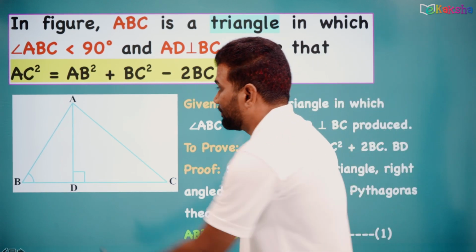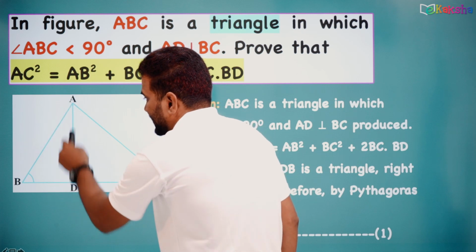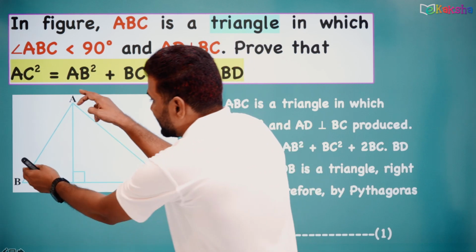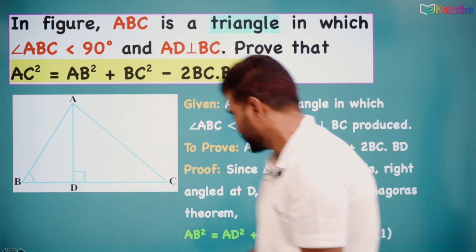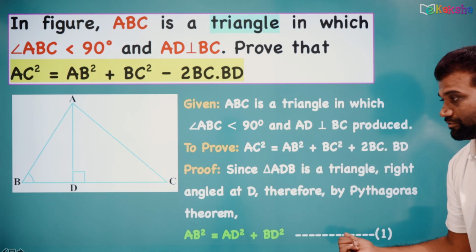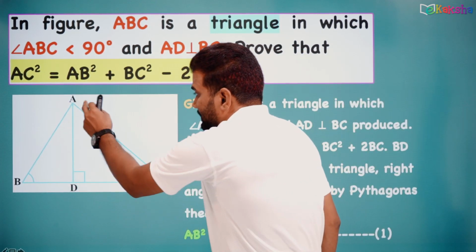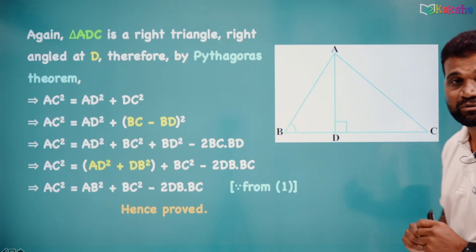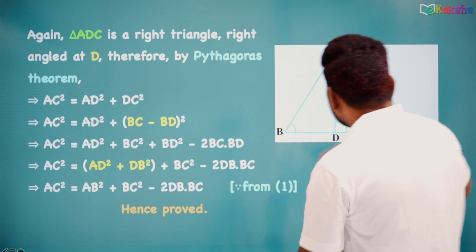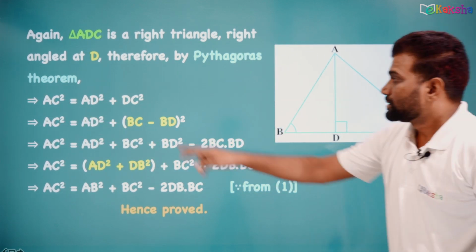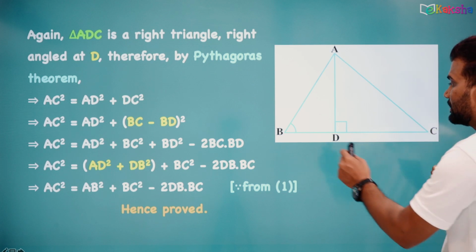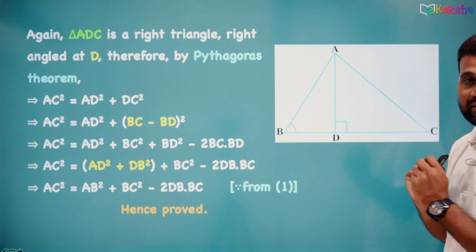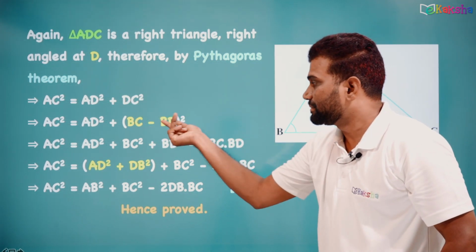First we considered the right angle triangle ABD, right angle at D. Then AB is the hypotenuse, so AB square equals AD square plus BD square by using the Pythagoras theorem. So we have got one equation. Now we considered the second right angle triangle, ADC. This time AC is the hypotenuse, so AC square equals AD square plus DC square. DC is nothing but BC minus BD, so we replaced DC with BC minus BD.